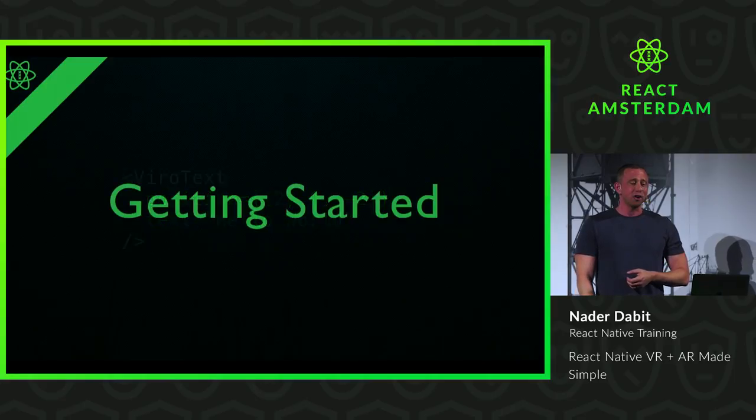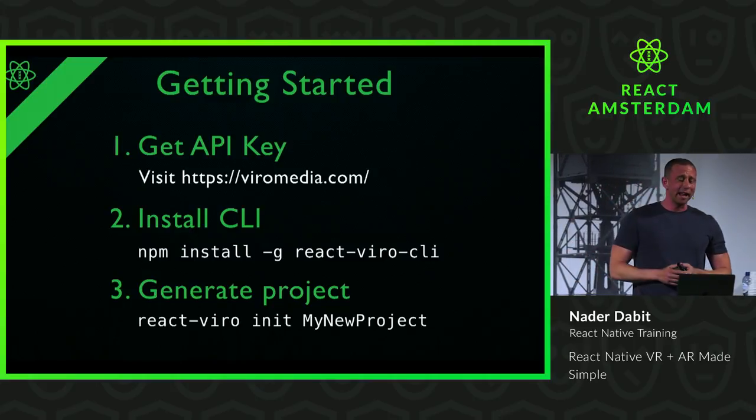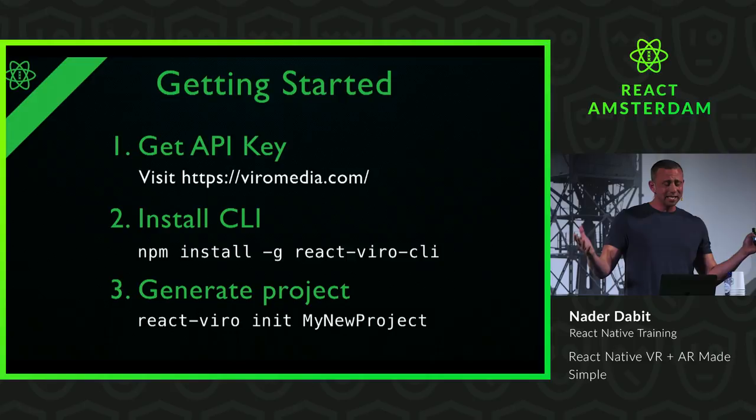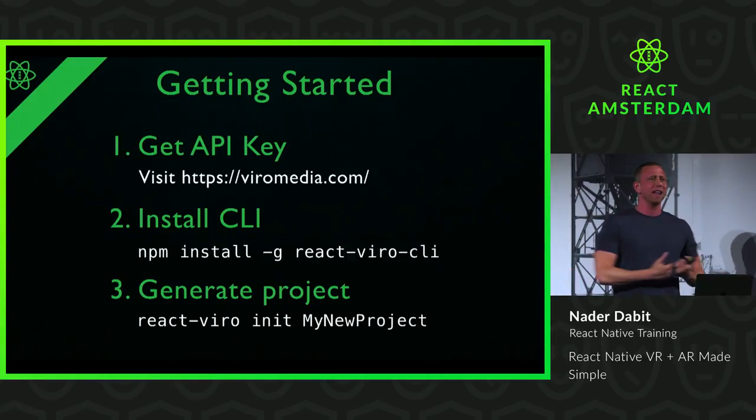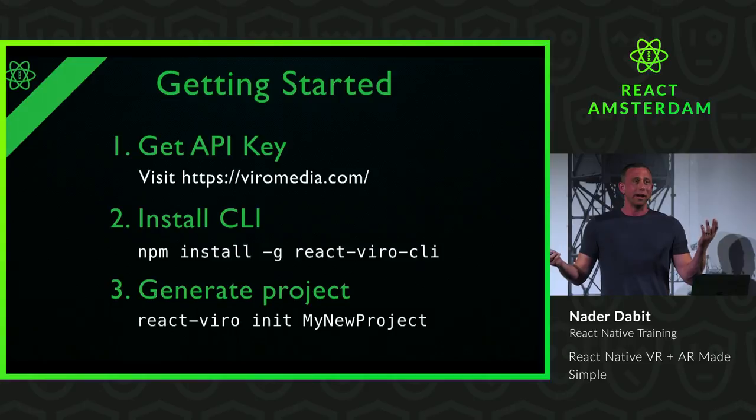So let's look at how to get started with a new app. With Viro, you do have to get an API key. So you go to their website, get an API key, and then the easiest way to get started after that is to use their CLI. It works a lot like the React Native CLI, npm install -g, and then you do react-viro init. And then you're ready to go. As long as you already are able to run Xcode and stuff like that, you should be good to go here. And also, I think you have to have React Native installed.